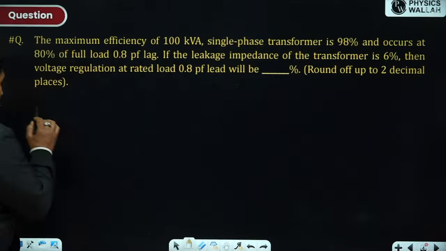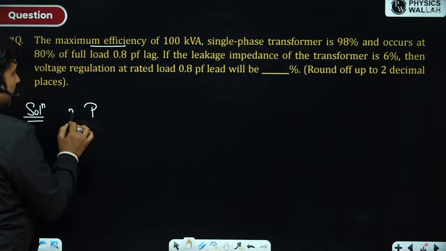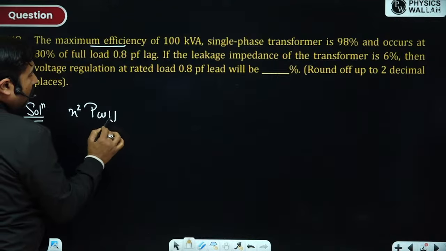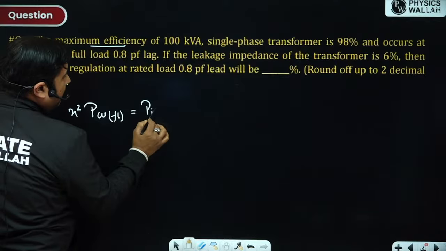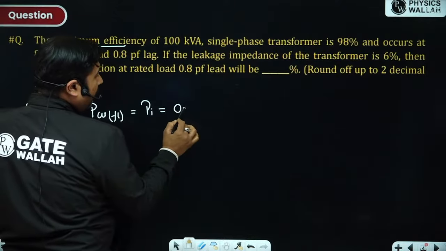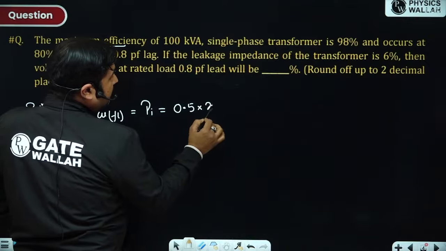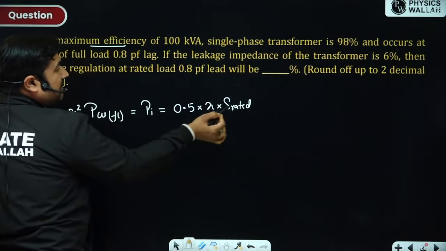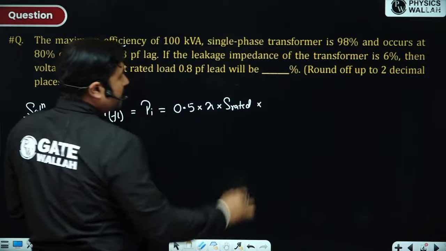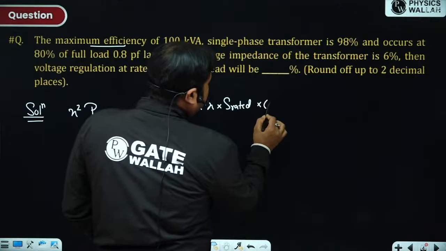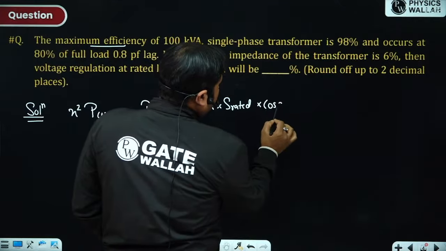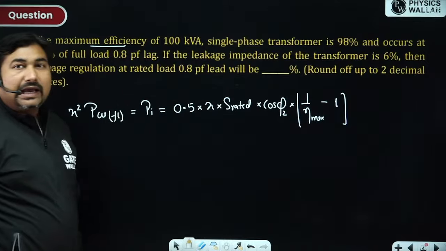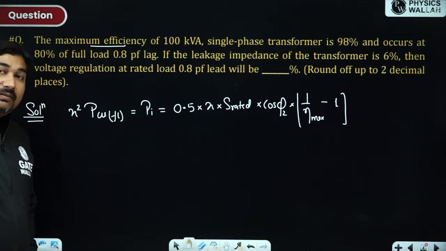Very easy, sir. Because maximum efficiency is given, we all know that in case of maximum efficiency, x squared Pcu,FL is equal to Pi, which is equal to 1/2 into x into kVA rated. This will give you the kVA at which efficiency is maximum: x into S rated, into cos phi 2, into 1 upon maximum efficiency minus 1. Many times I told you how to calculate R per unit from the maximum efficiency condition.